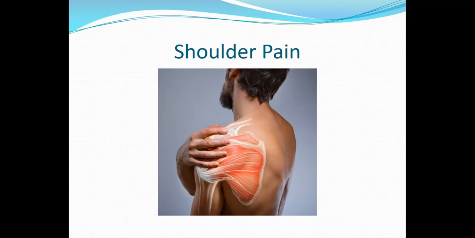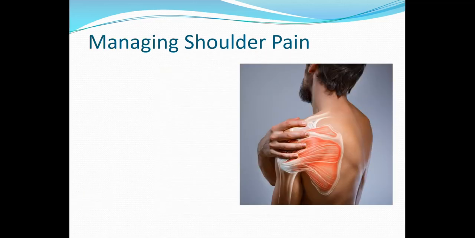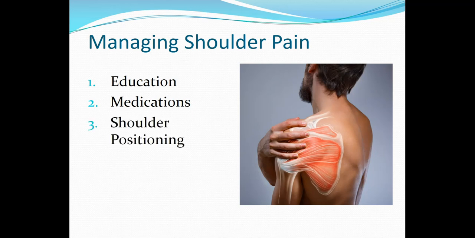Because the shoulder joint relies so heavily on the rotator cuff muscles for stability, the most common causes of shoulder pain are rotator cuff related pain and shoulder arthritis. Now that we've talked about shoulder anatomy and causes of shoulder pain, we'll move on to discuss 4 important strategies for managing your shoulder pain, including education, medications, shoulder positioning, along with activity modifications.